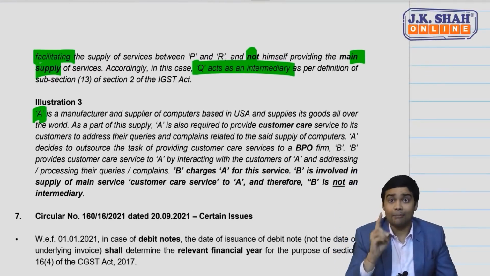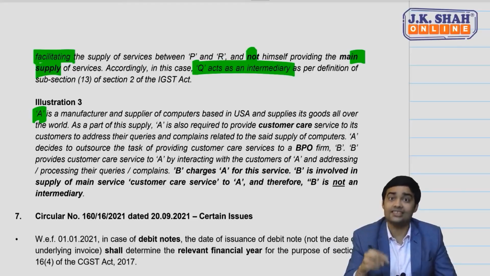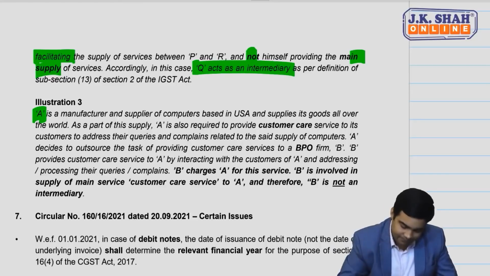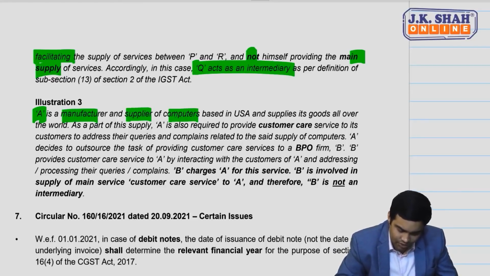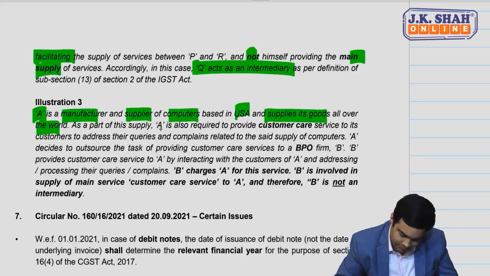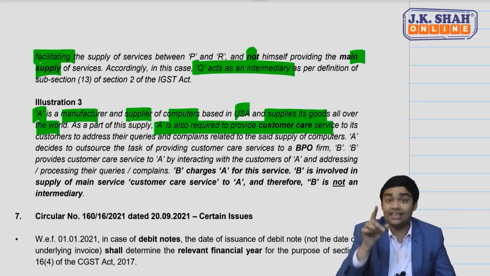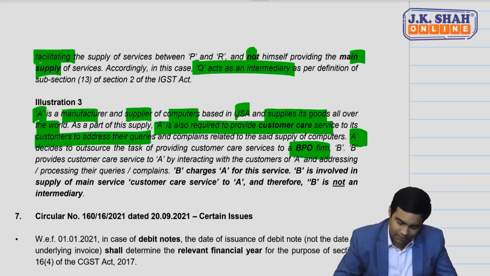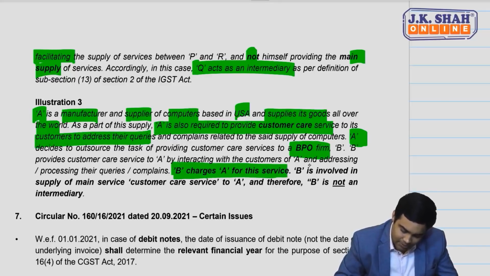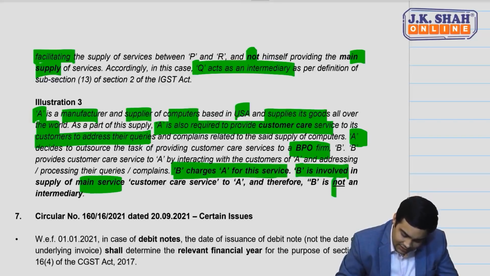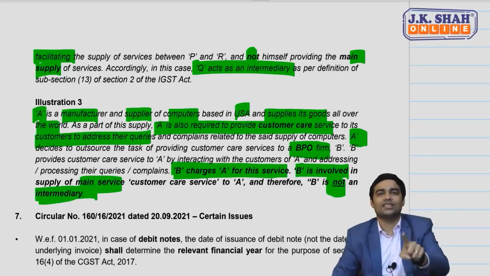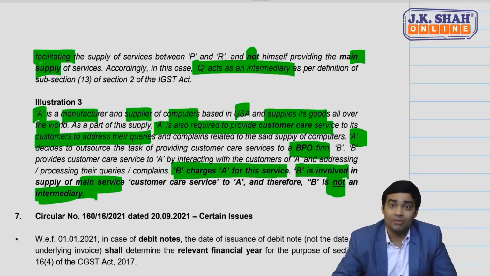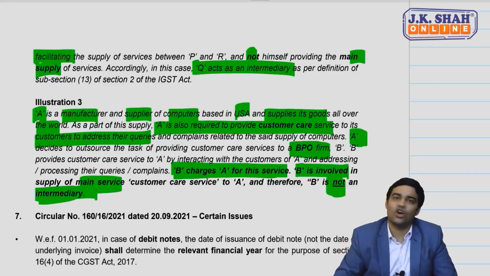Let's see the third one. This is about backend services, BPO, business process outsourcing. This was the reason why this circular was brought. A is a manufacturer and supplier of computers based in the US. It supplies its goods throughout the world. A also requires customer care service, BPO, backend services, telecalling, for its customers to address various queries. So A decides to outsource the work to a BPO. The BPO charges A for the service. BPO is involved in the main service. It is not an intermediary. Very important. This was the sector why this came. Are you clear with this? So BPO firms directly provide the main service. They are not intermediaries. Clear?